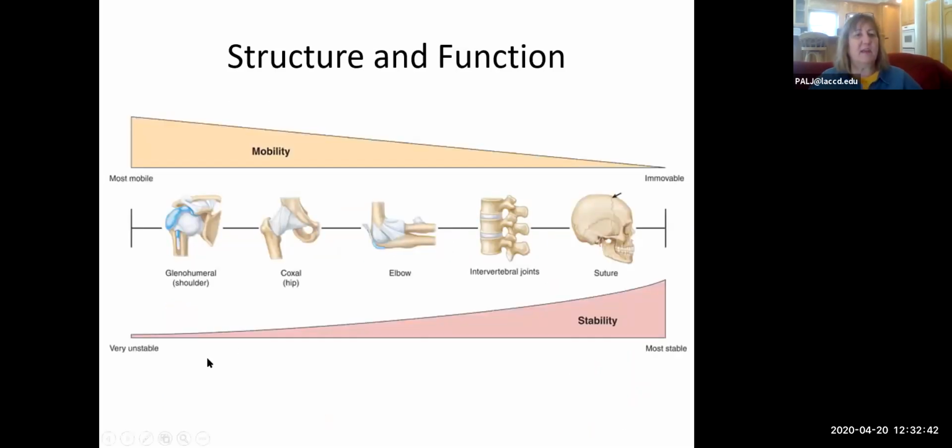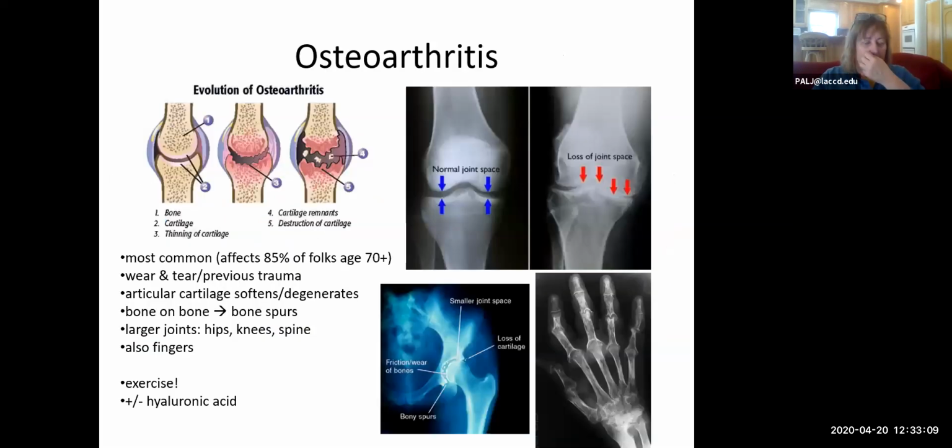So what does that mean? The most mobile joints have the least stability, and the least mobile joints have the most stability. So in this case, you cannot have your cake and eat it too. You either have a shape designed for mobility and all the structures related to that, or you have all the structures which make the joint super stable, which decreases the mobility.